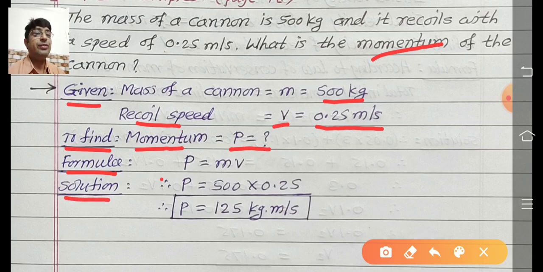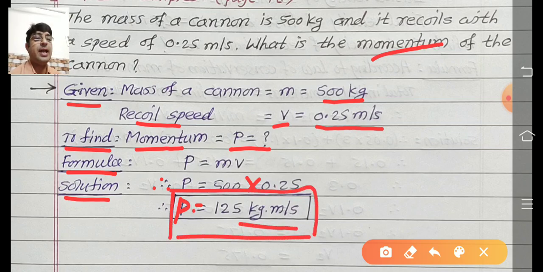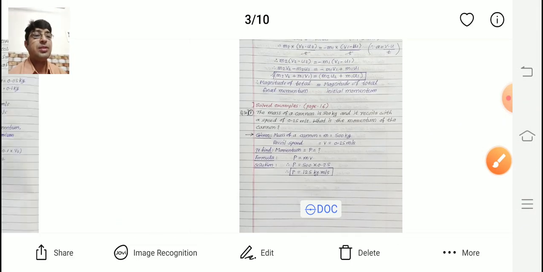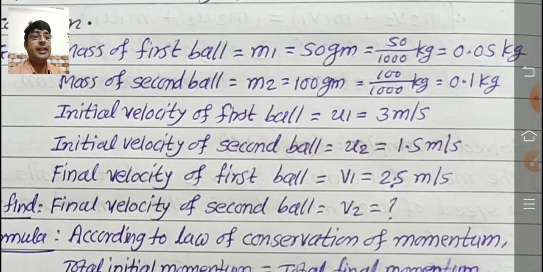Solution: therefore p is equal to mass 500 kilogram multiplied by v, 0.25. After multiplying, we get the answer. Momentum p is equal to 125 kilogram meter per second. This is the answer of momentum. Second numerical problem solved, that is given in our textbook. Now check.